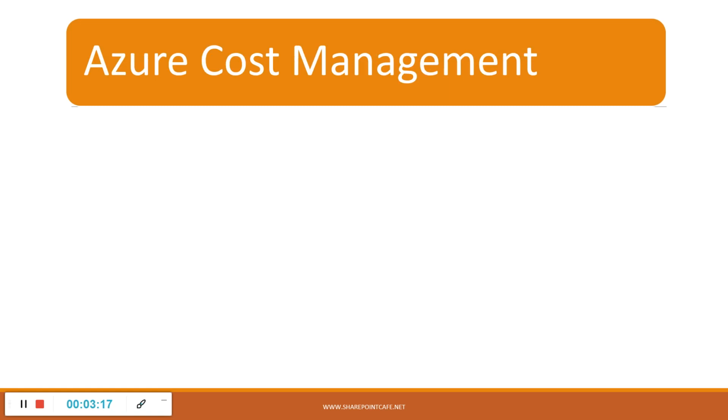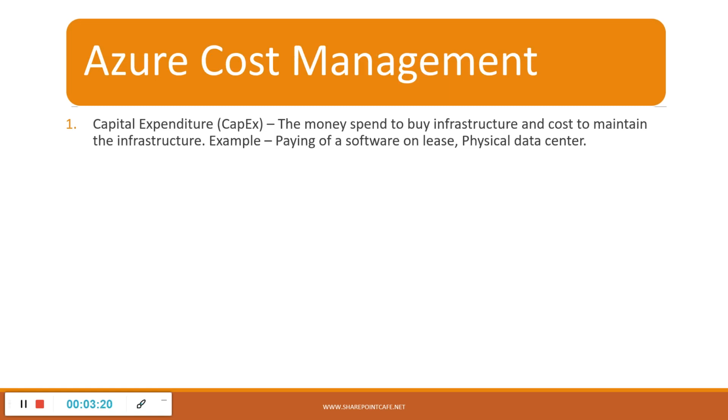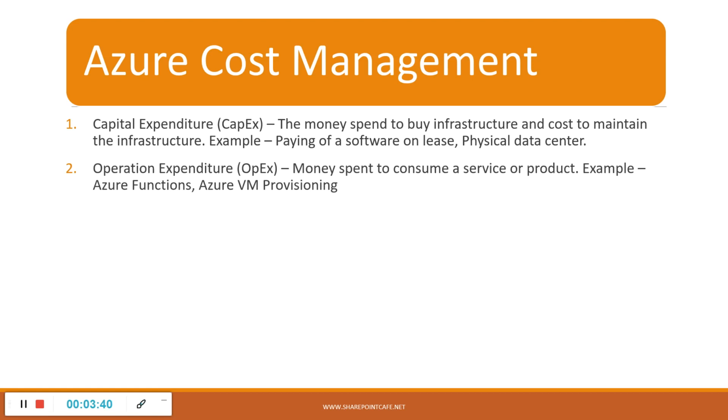Next topic is Azure cost management. Capital expenditure: the money spent to buy infrastructure and the cost to maintain this infrastructure is called capital expenditure. For example, paying for software on lease and owning a physical data center. Next one is operational expenditure, OPEX. Money spent to consume a service or product is called operational expenditure. For example, Azure Functions, Azure VM provisioning.